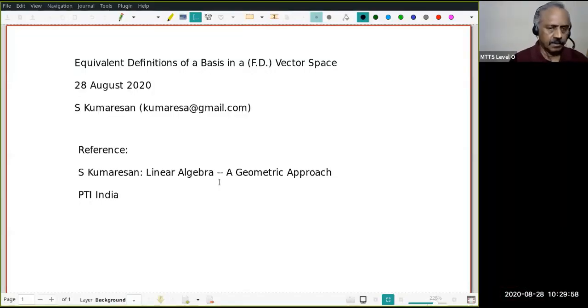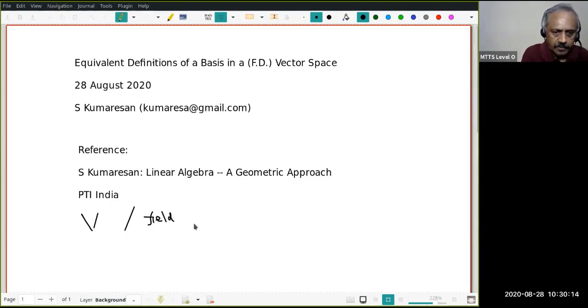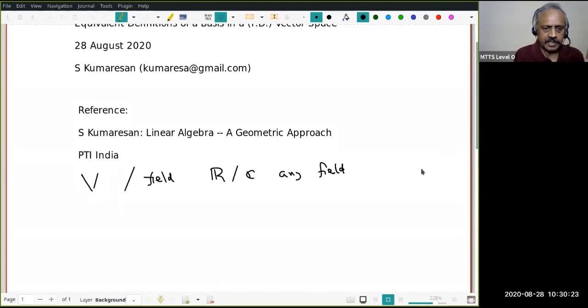So before we go, let me just quickly recall or review some of the basic definitions so that we are on firm footing. Let V be a vector space over a field, possibly R or C or any field, and it could be either finite dimensional or infinite dimensional. We will see what it means later.